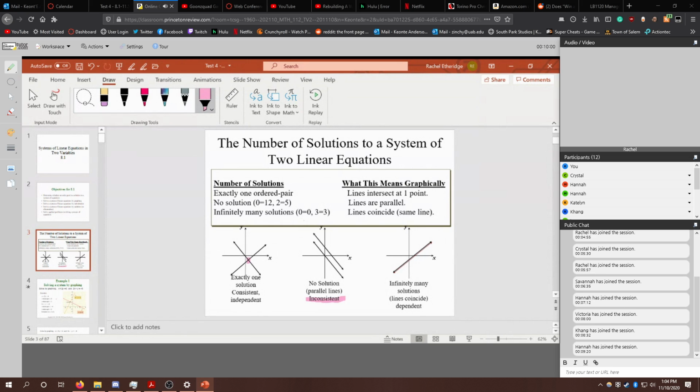And then if you get the same line, one line right on top of another line, that's an infinite number, or infinitely many solutions, because the lines are right on top of each other. So every point on that line is basically an intersection. So you get an infinite number of solutions along these lines. So that's dependent. And that's basically the definitions for these. So we're just going to look at some examples of each one of these types.